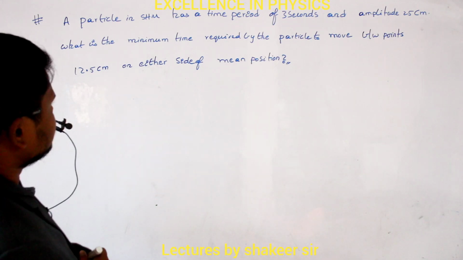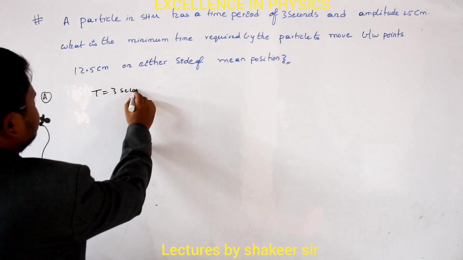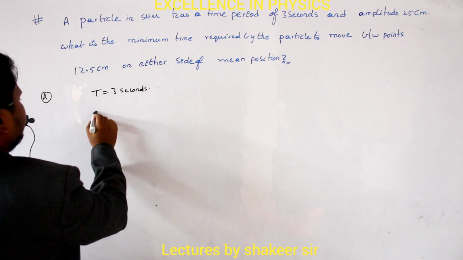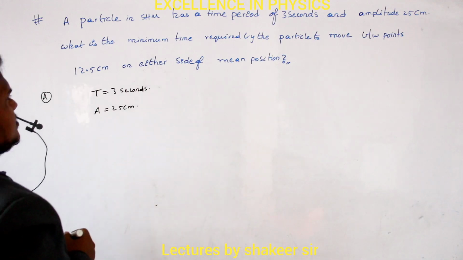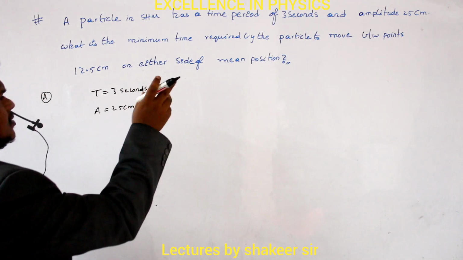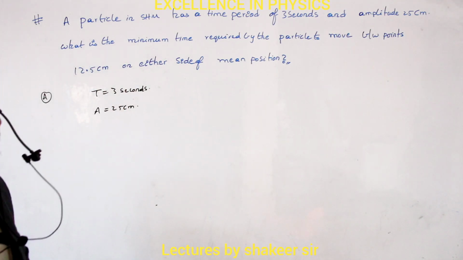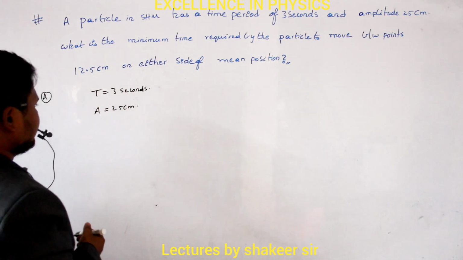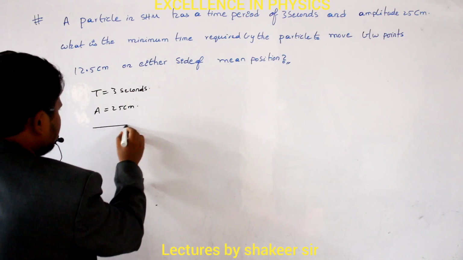A particle in SHM has a time period of 3 seconds. Clear? And amplitude is given as 25 centimeters. So what is the minimum time required by the particle to move between 12.5 centimeters on either side of the mean position? Clear? So what is meant by on either side of the mean position? So let us see what is the meaning of this.